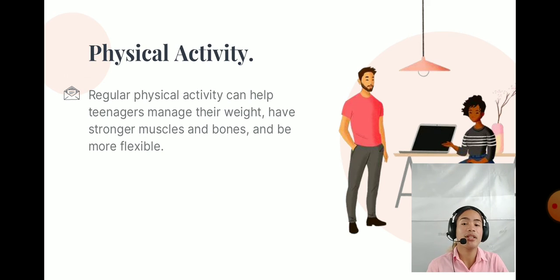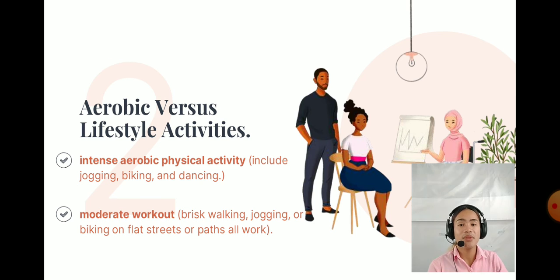Physical activity should be part of teenagers' daily life. Whether they play sports, take physical education classes in school, do chores, or get around by biking or walking, regular physical activity can help teenagers manage their weight, have stronger muscles and bones, and be more flexible.